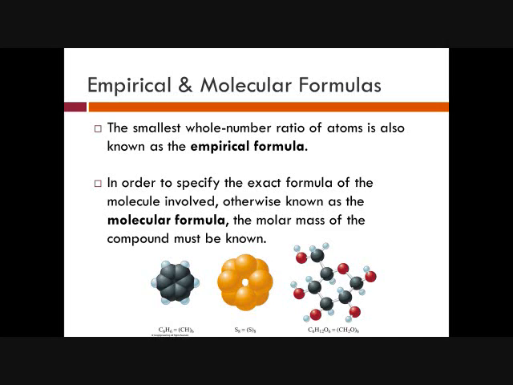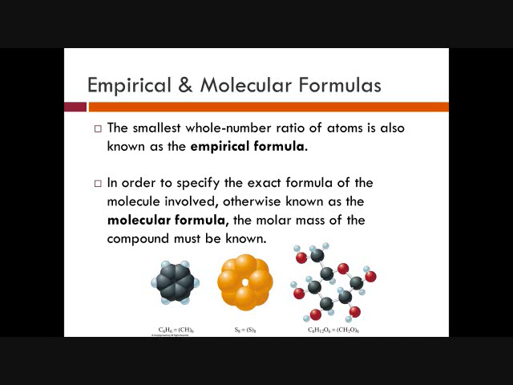Empirical formulas are the smallest whole number ratio, and a molecular formula has the same empirical formula, but the molar mass is bigger. So maybe it's double the empirical formula or triple the empirical formula. So I have some pictures here that show this. So C6H6 is called benzene. And the empirical formula would be CH, because you just divide the two subscripts down. And so the C6H6, the benzene, is 6 times the mass of the empirical formula.